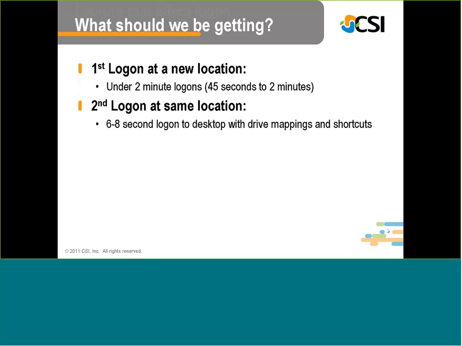What we should get, first login and new location: if we do everything I'm saying, we probably get under 2 minutes. Sometimes 45 seconds to 90 seconds is kind of a sweet spot, depending on the image. Second login, 6 to 8 seconds, with drive mapping shortcuts, everything delivered. So, if you're not getting that, do this and you will.